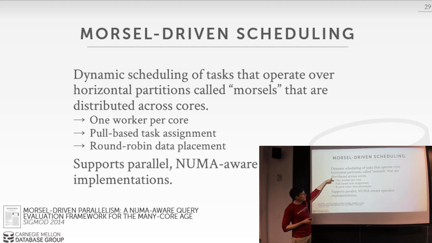In HyPer, they use one worker per core. They use a pool-based task assignment, and they assign morsels to sockets in a round-robin fashion. In the actual implementation of HyPer, the physical operators in the system, like the join operator, have support for parallel NUMA-aware execution. They have to know that this task needs to operate on this data because it's local to it, so they make sure it runs over there.